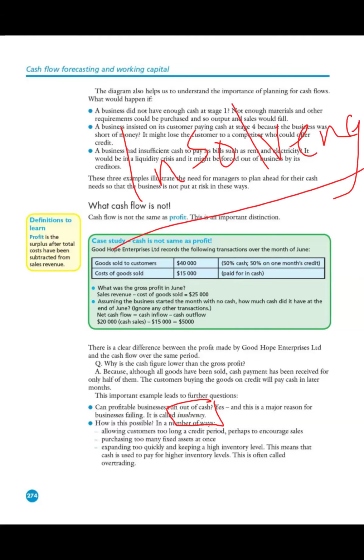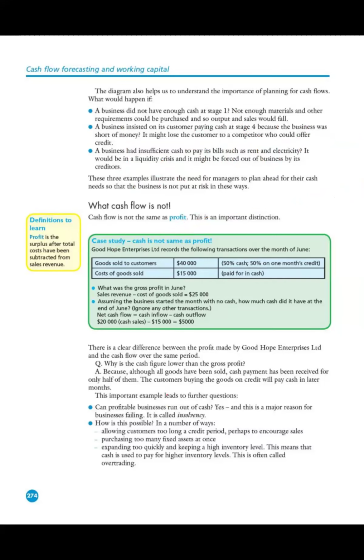It is possible for a profitable business to make losses through the following possible ways. Number 1, it can do this by allowing customers too long a credit period, perhaps to encourage sales. If the time that passes before your customers pay back is just too long, then you are in trouble. There is a challenge there. Or if they are purchasing too many fixed assets at once, using all the money they have to buy fixed assets, they'll run out of cash. And again, if they are expanding too quickly and keeping too much inventory, that would still make them run out of cash.